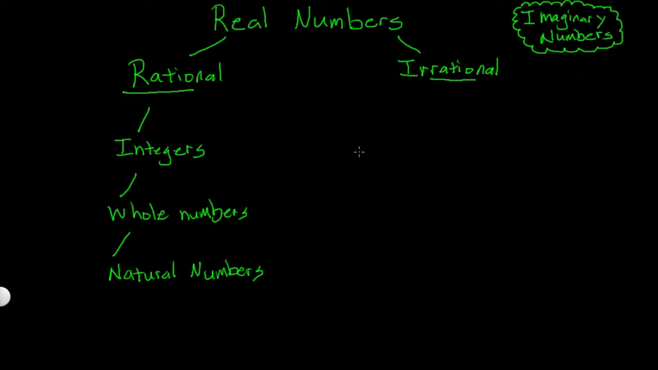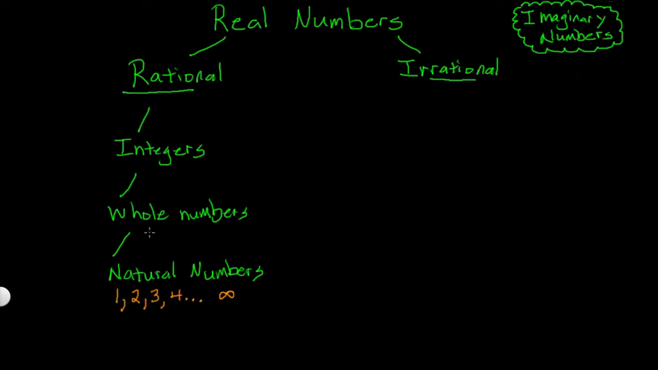Starting with the natural numbers, these are our counting numbers. The smallest natural number is the number 1, and then it goes up by 1: 2, 3, 4, all the way to positive infinity. They're also known as the counting numbers. So 1, 2, 3, 4, 5, 6, 7, 8, 9, 10, all the way to infinity. Natural numbers do not include decimals. They're all non-decimal numbers.